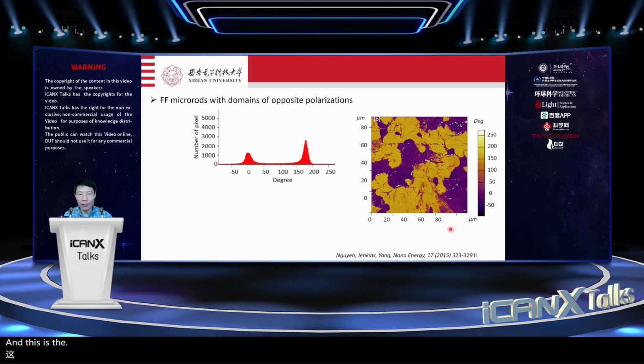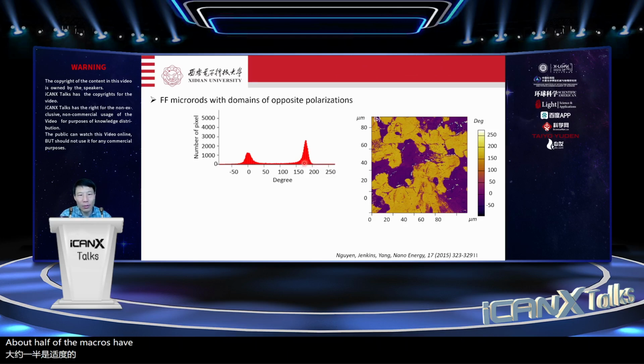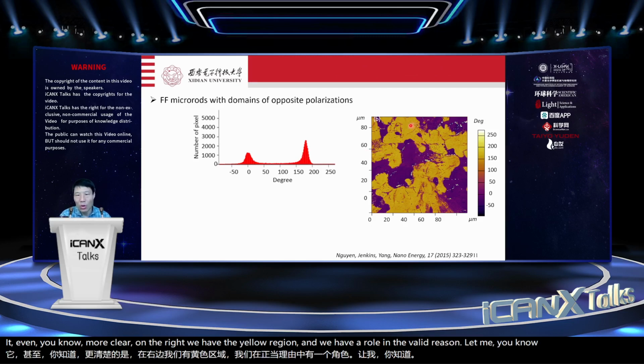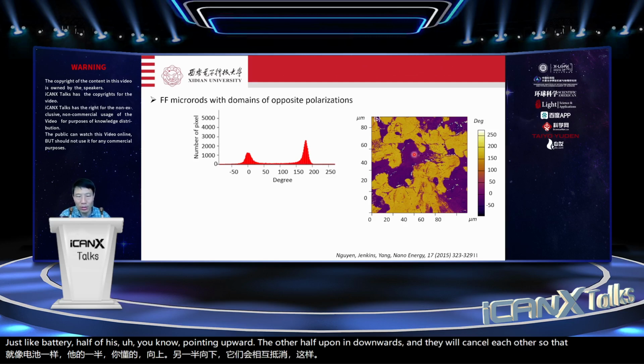And this is the phase scan. Here you can see we have mainly two phases. One is around 0, the other is 180. What does that mean? That means about half of the microrods have the polarization upwards, the other half downwards. It's even more clear on the right. We have the yellow region and we have the violet region. That means one is pointing upward, the other half is pointing downward. Basically, if you use this as a piezoelectric material to fabricate devices, such as a battery, half is pointing upward, the other half pointing downwards, and they will cancel each other. So that is not good.